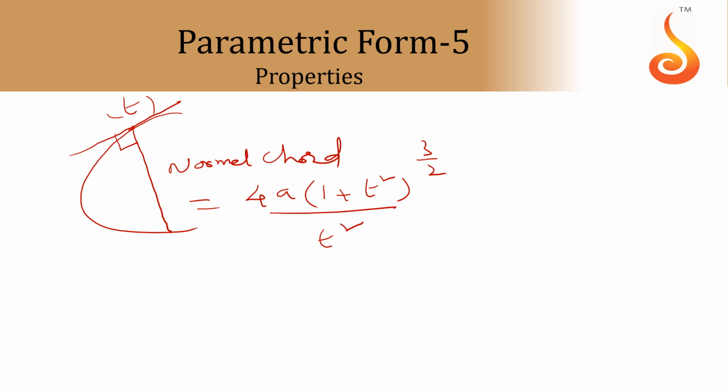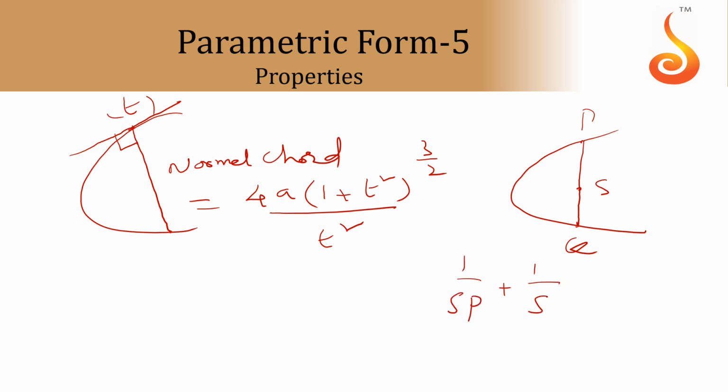And you know that suppose PQ is a focal chord passing through S, then 1 by SP plus 1 by SQ is 2 by L, where L is nothing but the semi-latus rectum, which is 2a. See, you can prove this in any way, but if you use parametric, these results you will get very easily.